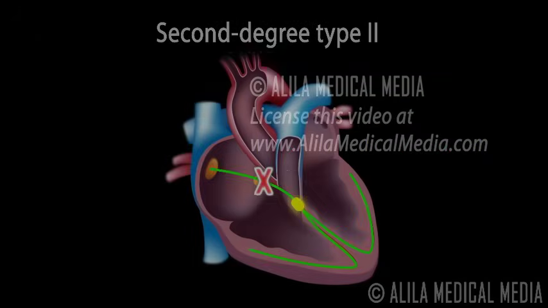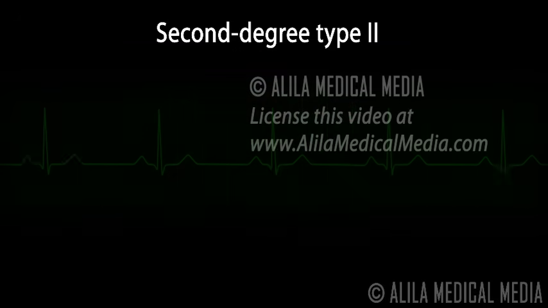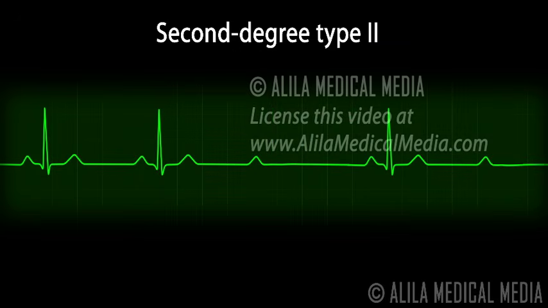In type 2 second degree blocks, some of the electrical signals do not reach the ventricles. On an ECG, this is seen as intermittent non-conducted P waves. The PR interval, however, remains constant in conducted beats. In the majority of cases, the successfully conducted QRS complexes may appear broader than usual.